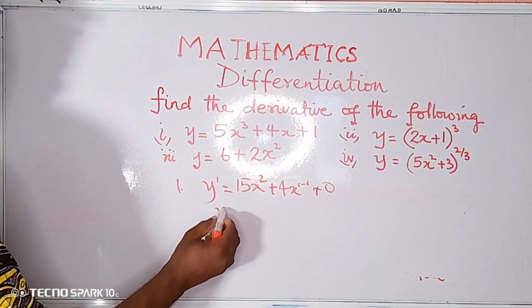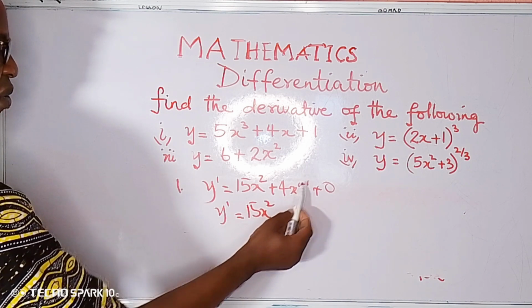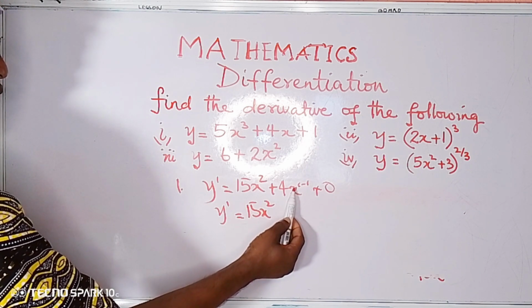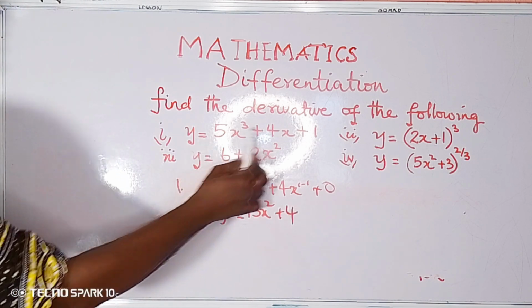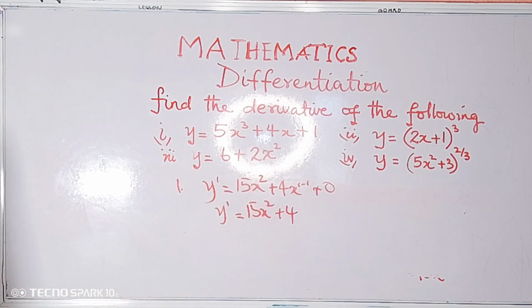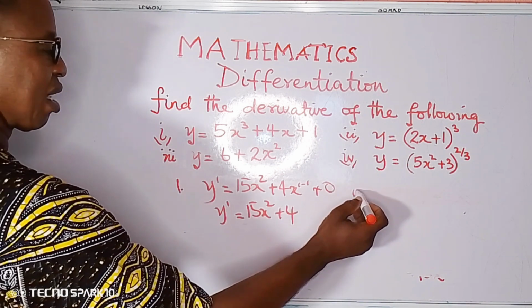Hence, our derivative of y will be 15x raised to the power 2. 1 minus 1 is 0. x raised to the power 0 is 1. 1 multiplied by 4 will give you 4. So the derivative of this very function here is 15x squared plus 4. Let us go very quickly to question number 2.